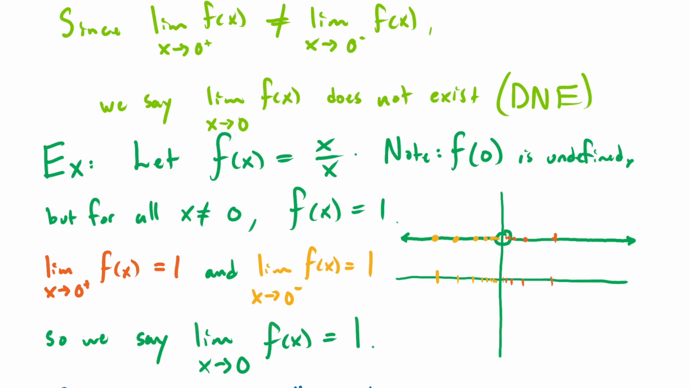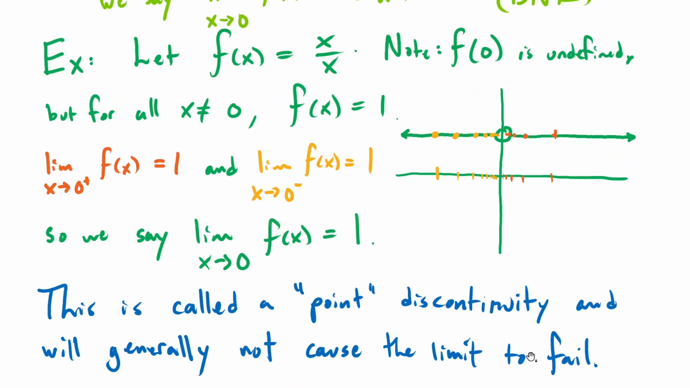And if the left and right limits are equal, well, hey, that means that the total limit is also equal to 1. So even though this function lacks a value at this point, even though there's a hole in the graph, we would still say that the limit of this function as x approaches 0 is equal to 1. Now, this kind of discontinuity is called a point discontinuity, to contrast that with the jump discontinuity we just saw. And we'll talk more about the idea of continuity in a later video.